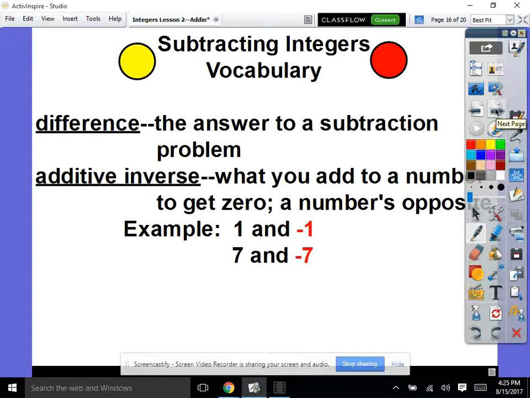All right, now the last thing that we're going to talk about is subtracting integers. In our vocabulary, a difference is the answer to a subtraction problem. And an additive inverse is what you add to a number to get 0. It's a number's opposite. Remember, we talked about zero pairs. So 1 and -1 are additive inverses. 7 and -7 are additive inverses.